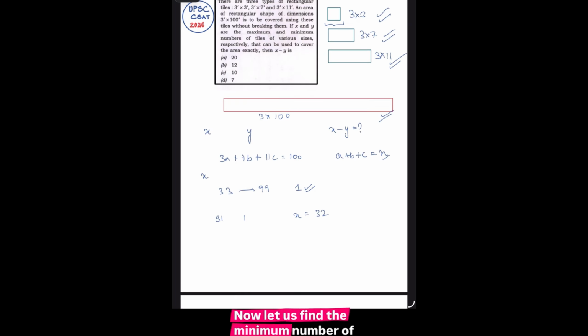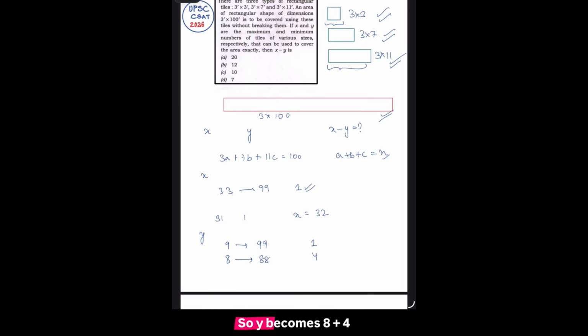Now let us find the minimum number of tiles. So minimum number of tiles is y. To minimize the number of tiles, we'll have to use the largest tile as much as possible. So if we use only the 11-foot tiles, then 9 tiles will cover 99 feet and 1 foot will again be left uncovered. So let us use 8 11-foot tiles, so that will cover 88 feet and the remaining 12 feet can be covered by using 4 3-foot tiles. So y becomes 8 plus 4. 8 is the number of 11-foot tiles and 4 is the number of 3-foot tiles.